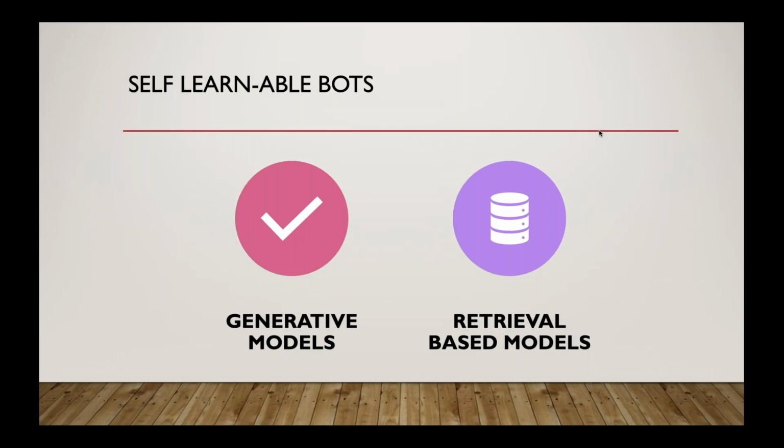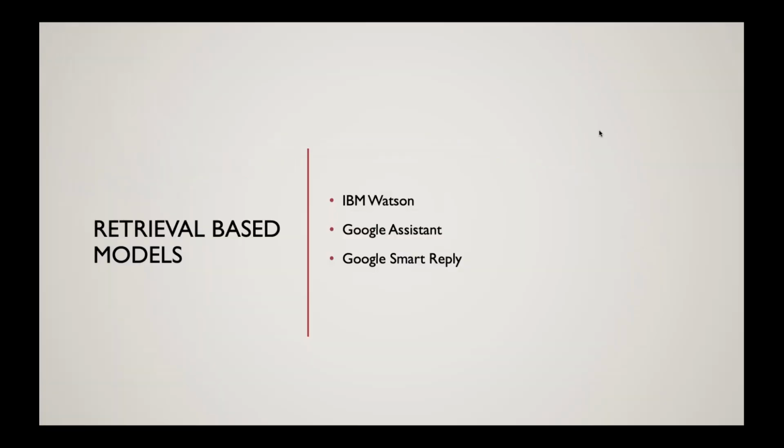Now, most of us are more familiar with retrieval-based models such as IBM Watson or Google Assistant or Google Smart Reply or even Amazon Alexa, right? So these are retrieval-based models. Generative models are much more complex. They actually synthesize a lot of answers and rank them. So for the scope of this particular session, we are going deeper into IBM Watson because it's a free framework, and it's simpler to use actually.